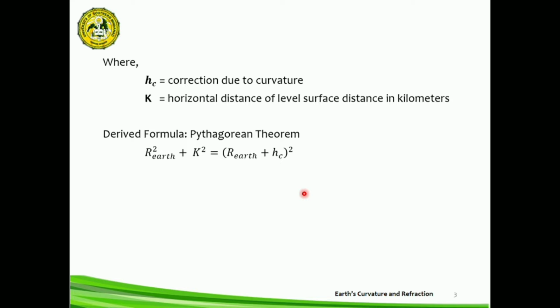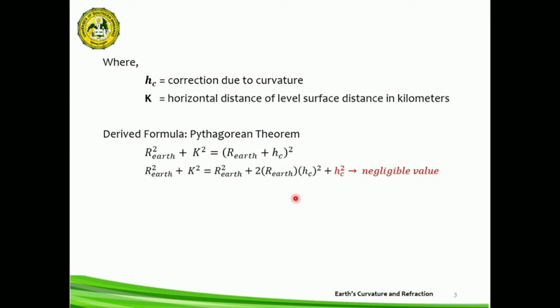We have the R Earth squared plus K squared equals to (R Earth plus HC) squared. So, we have R Earth squared plus K squared equals to R Earth squared plus 2 times R Earth times HC plus HC squared. Kung nagtatanong po kayo kung saan po ito nanggaling, dito po. We simply use the FOIL method which is commonly na ginagamit natin in solving quadratic equation.